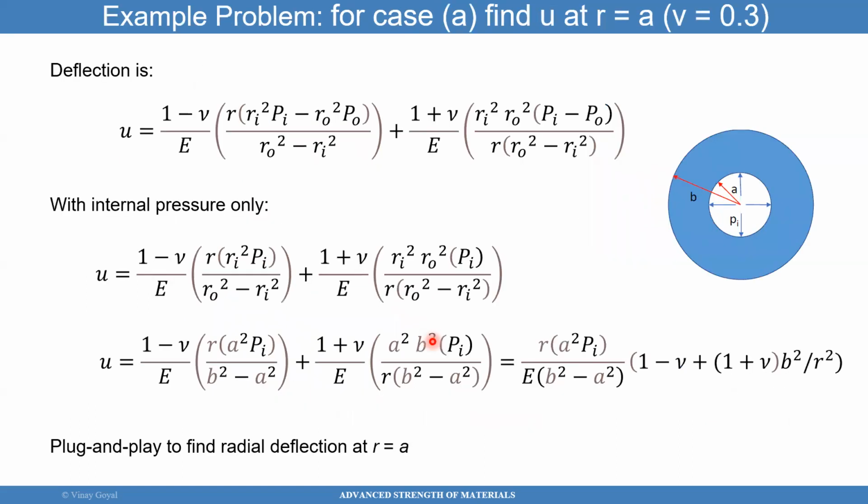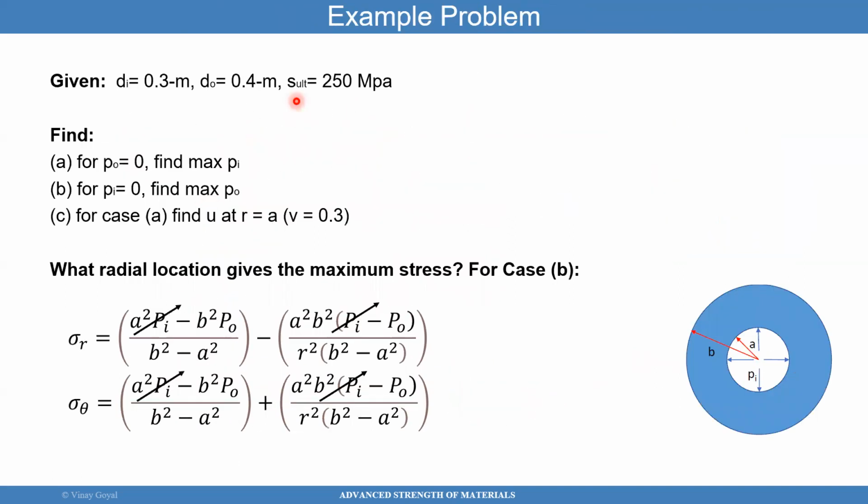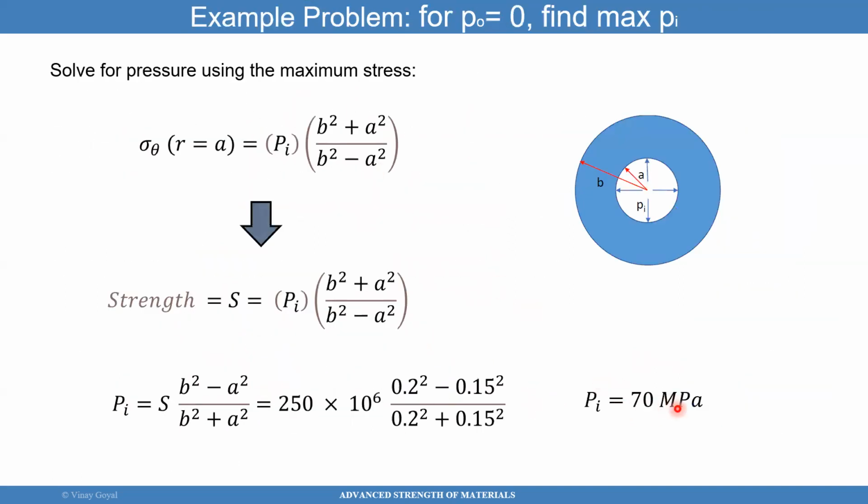The next question is, what is the deflection at R equals A for the very first case? Case A was with internal pressure. I know the internal pressure already because I designed it. It was 70 megapascals. If you recall, that was this pressure here. 70 megapascals for case A. But the external pressure for that case was 0.